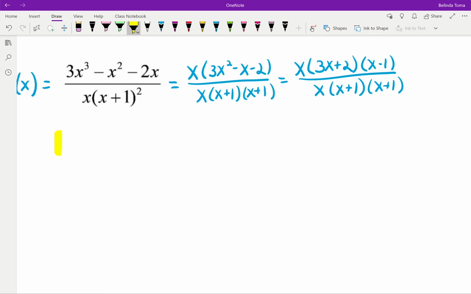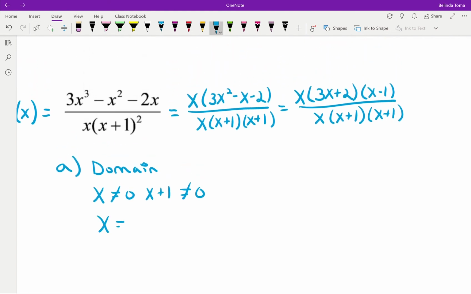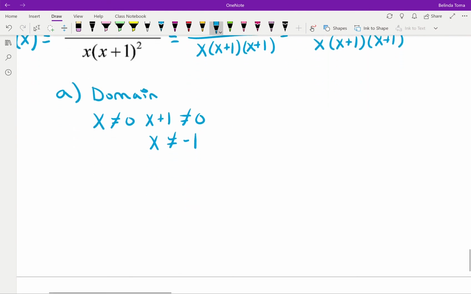So for part A, which is the domain, we're going to look to the denominator. So domain, denominator, I always think DD. So we're going to say x cannot equal 0, x plus 1 cannot equal 0, and we don't need to list that twice, even though it's a factor twice. So here we're going to have x cannot equal 0, or x cannot equal -1. So when we list our domain, we're going to say all real numbers except two values. There are two values that could make it 0 in the denominator.